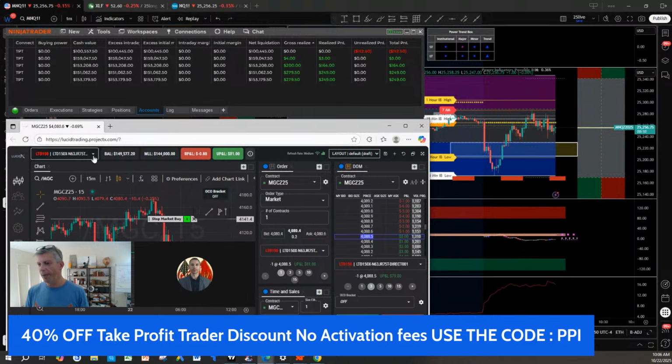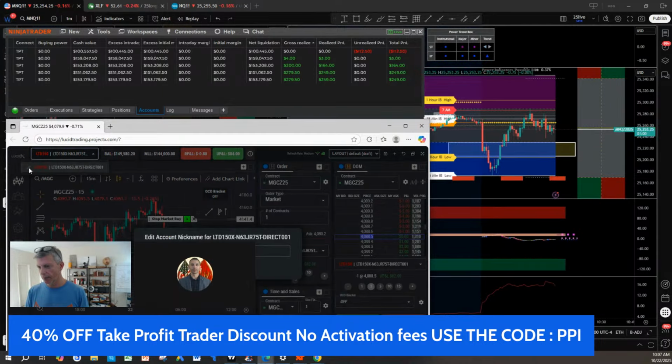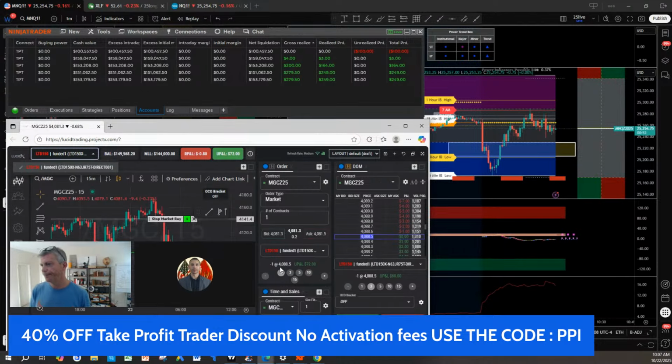You can rename accounts here for privacy somewhere. Yeah, right there. Yep. You got it. Well, it is that little pen drop down. There you go. Funded one. Boom. That's a Lucid Direct. You can see funded one.